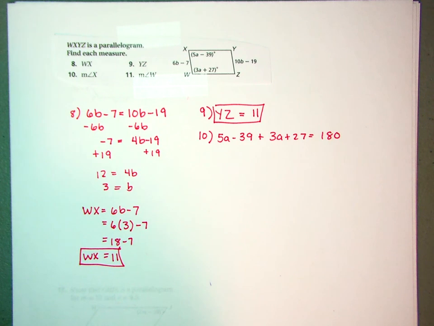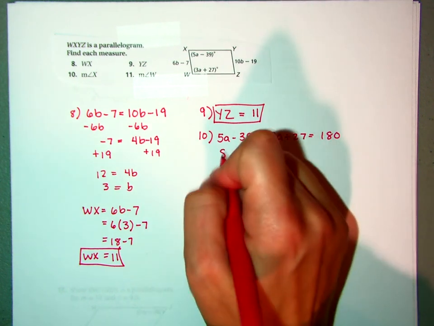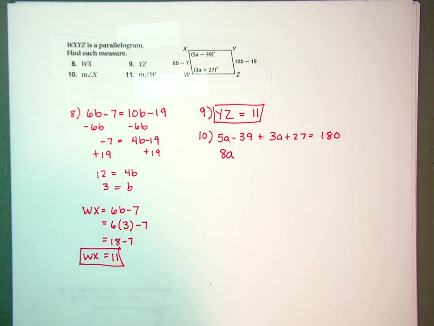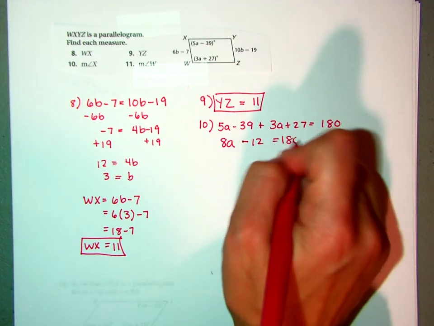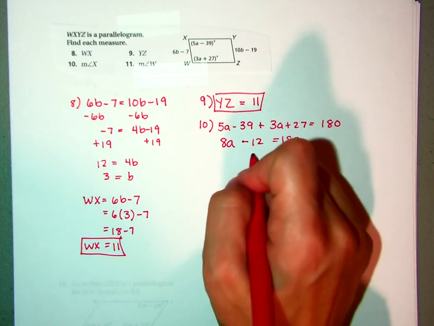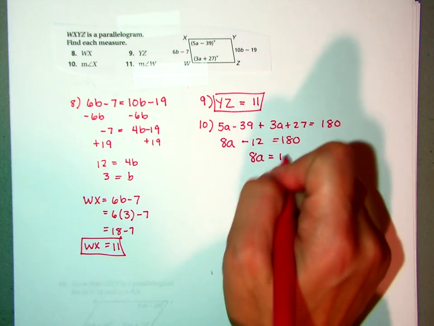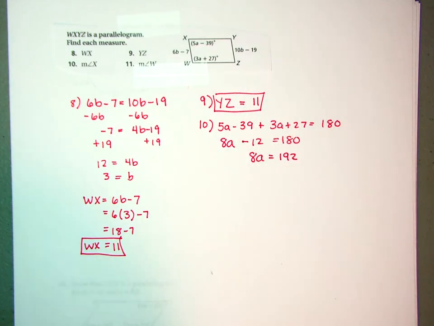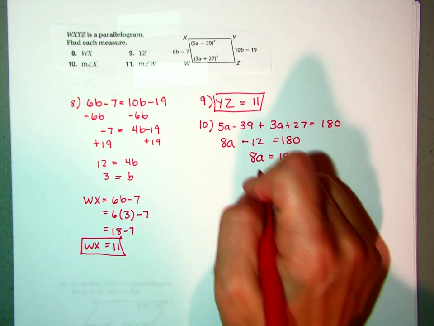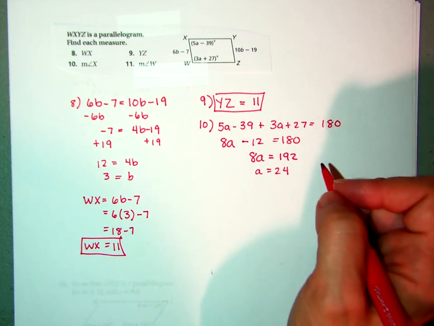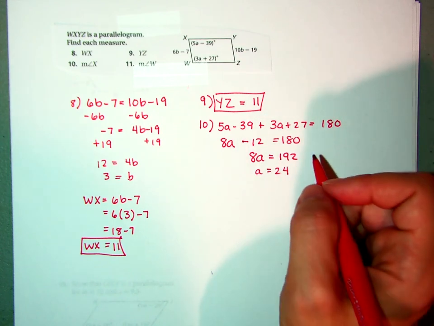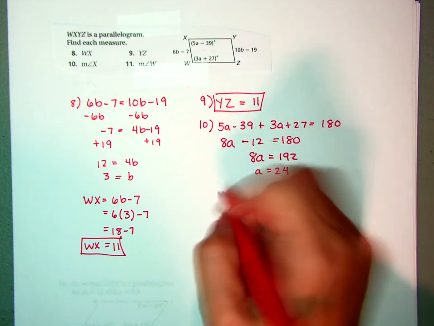So then you want to do your 5a plus your 3a, which would be a total of 8a. You want to do your -39 plus your 27, which is going to be -12, and then that's going to equal 180. So if you add 12 to both sides, 8a is now going to be 192. And then if you do 192 divided by 8, you're going to get a is equal to 24. Again, that's not what the question's asking for. The question's asking for us to find the measure of angle X. So we still need to plug it in.